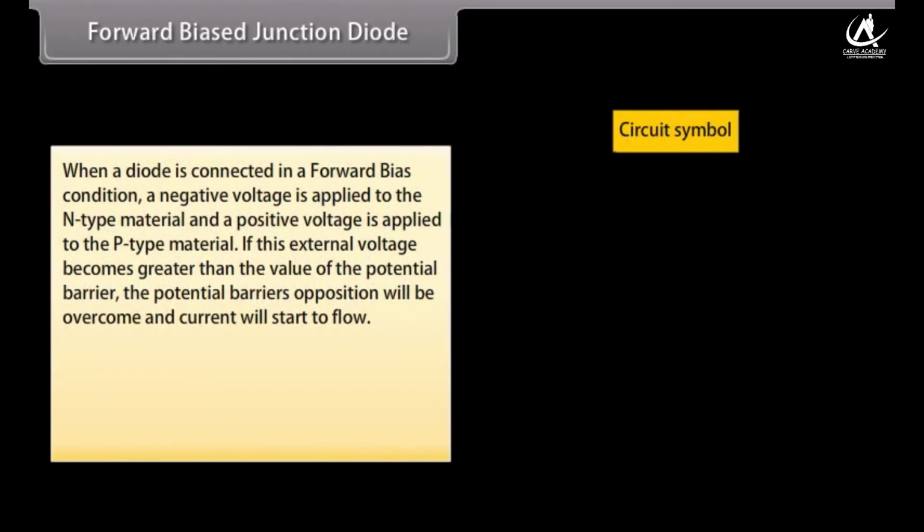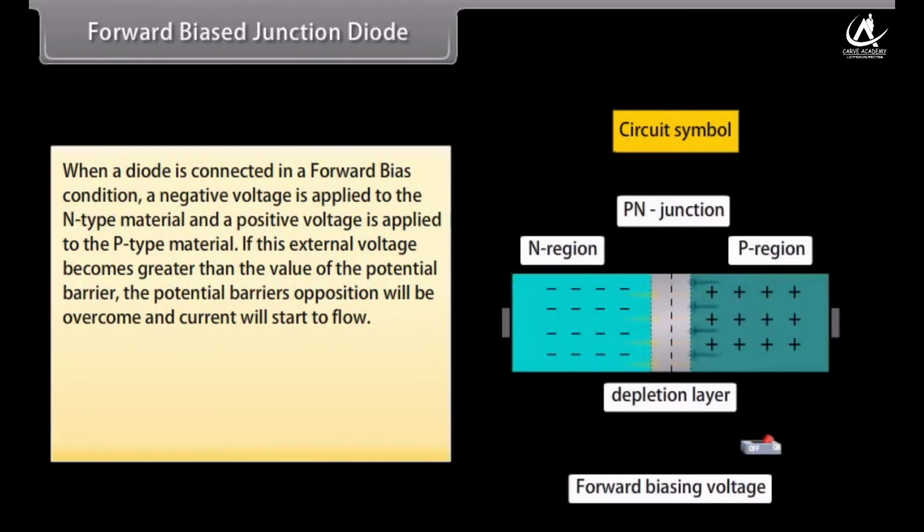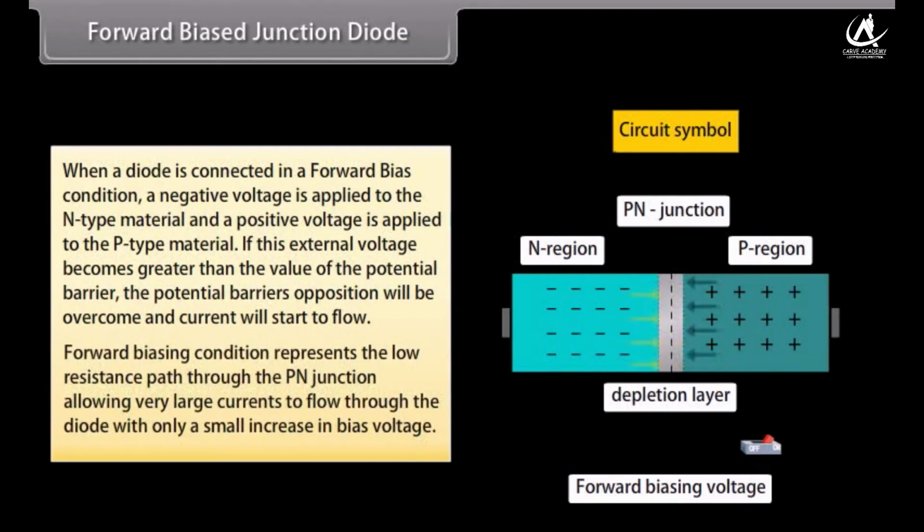Forward-biased junction diode. When a diode is connected in a forward bias condition, a negative voltage is applied to the n-type material and a positive voltage is applied to the p-type material. If this external voltage becomes greater than the value of the potential barrier, the potential barrier's opposition will be overcome and current will start to flow. Forward biasing condition represents the low resistance path through the PN junction, allowing very large currents to flow through the diode with only a small increase in bias voltage.